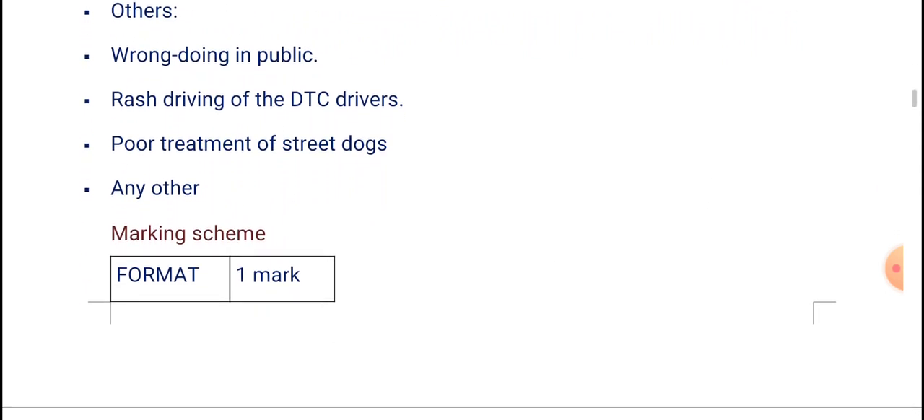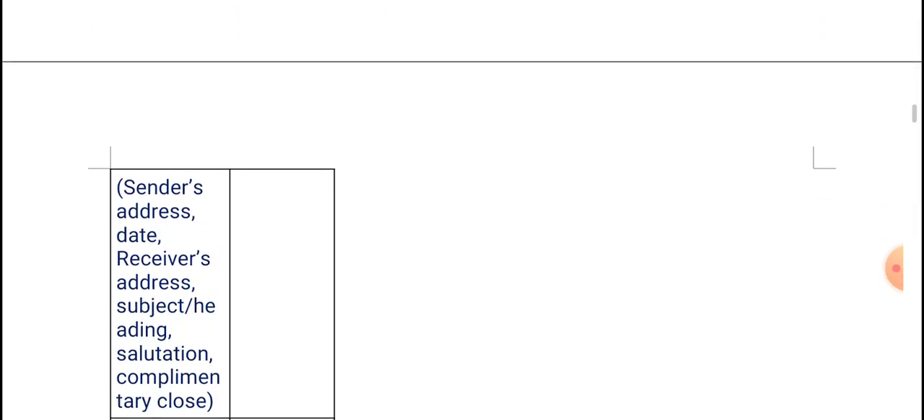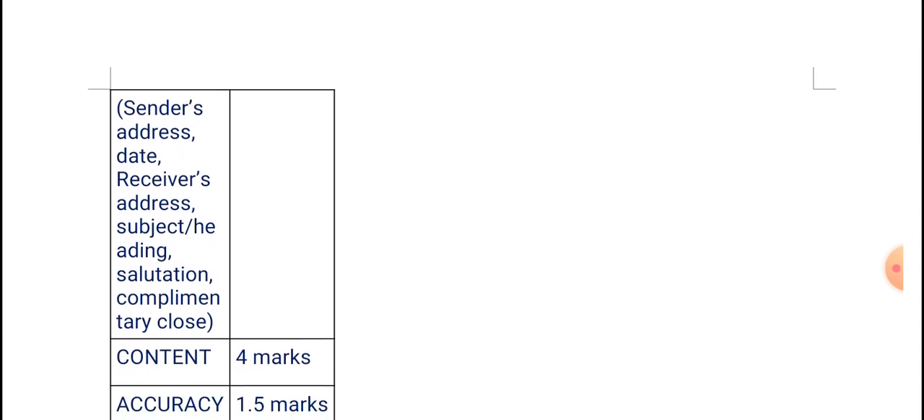Now we will discuss the marking scheme of letter writing in examination. So in examination, this marking scheme is followed. Format is of 1 mark, and in format we see sender's address, date, receiver's address, subject, all these things are the heading, then salutation and complimentary close. So these things come in format, so 1 mark will be there if you have written the proper format of the letter.